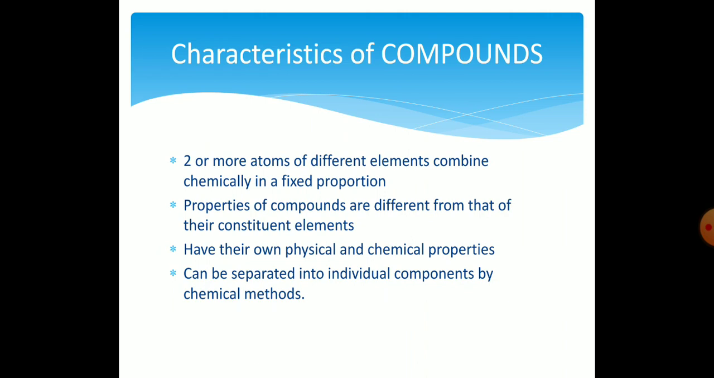They can be separated into individual components by chemical methods. Okay, so what are the characteristics of the compounds? That is, two or more atoms of different elements combined together in fixed proportion. Then the properties of the compounds are different from that of their constituent elements, and they have their own physical and chemical properties. They can be separated into individual components but only through chemical methods.